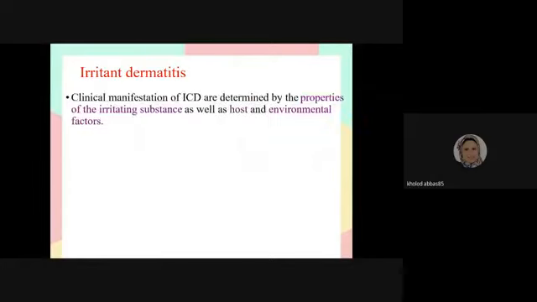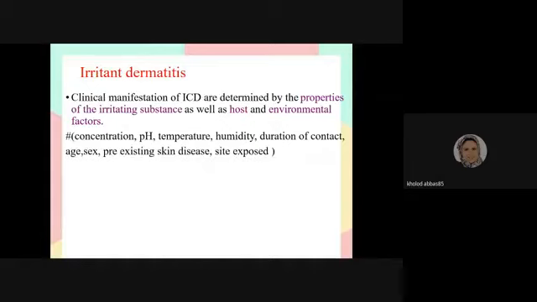Also we take examples. The clinical manifestation of irritant contact dermatitis is determined by the properties of the irritant substance, meaning, as we said, whether its concentration is high, its acidity is high, or its alkalinity is low, accordingly, and by host and environmental factors. For example: concentration, pH, temperature, humidity, duration of contact, the age of the patient, sex, pre-existing skin disease, and site exposed.